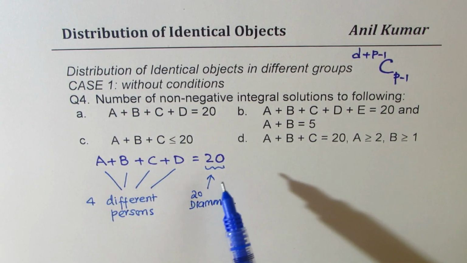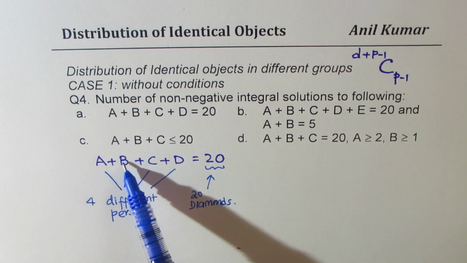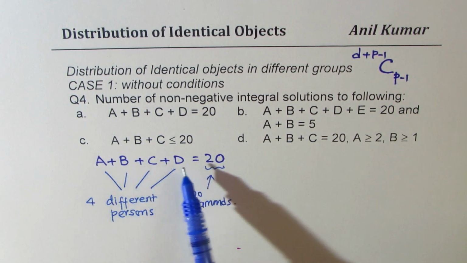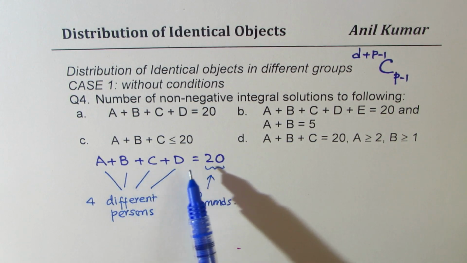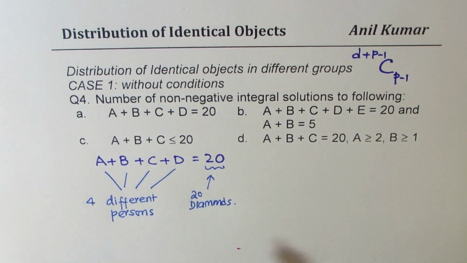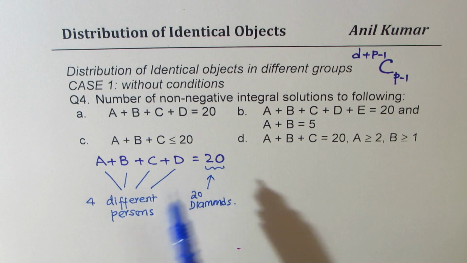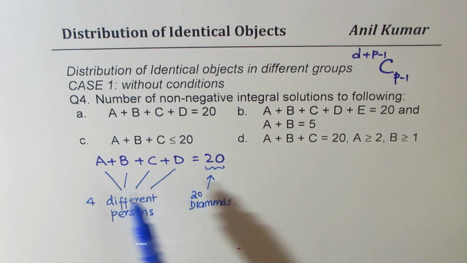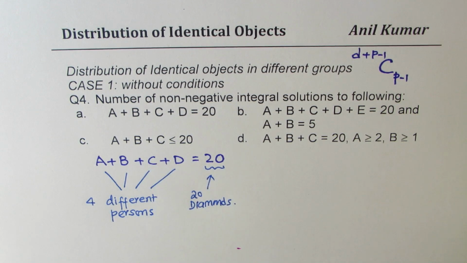Now there is no condition. We could give all 20 to one person, or distribute them equally, 5, 5, 5 each, or any way we like. If I treat this like we treated our diamonds and persons, then since there are 4 persons, I need 3 separators.